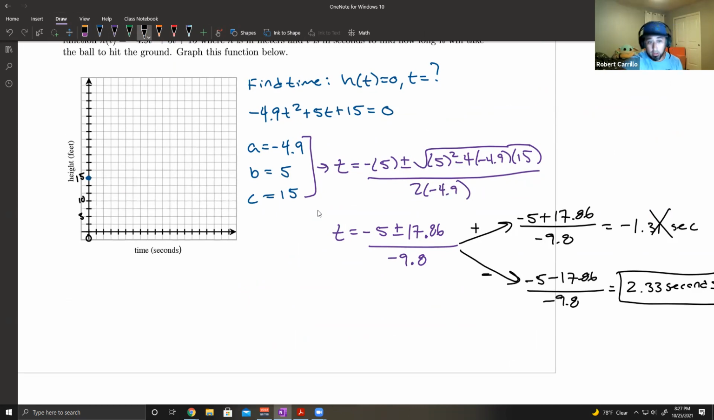How long does it take for the ball to hit the ground? How many seconds did we find out? 2.33. So let's make this 1, 2, 3. We know the ball will hit the ground in 2.33 seconds. Oh, I skipped too many on that one. This will be 3. So we know the ball will hit right around here. Our graph will look just like that. And that's it. Now we're done.